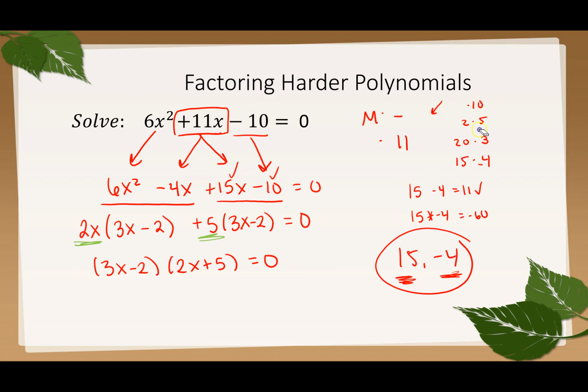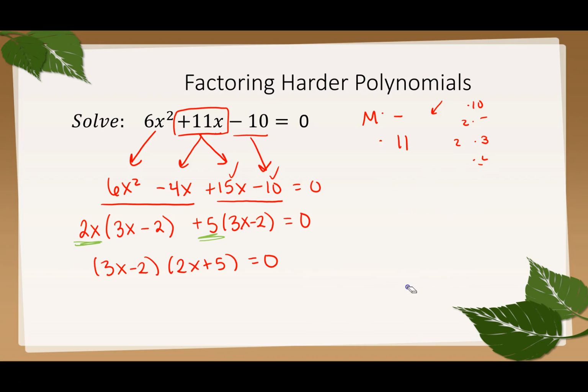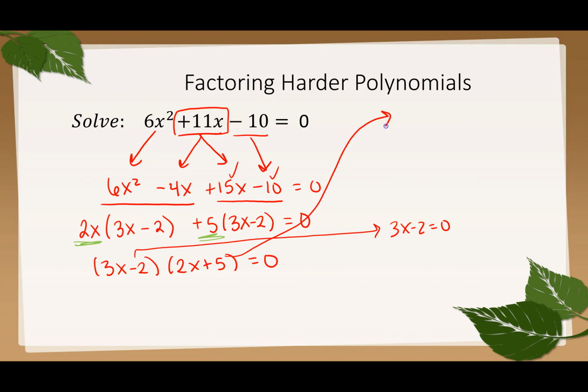All right, now is my time when I actually have to solve. So I'm going to set these two expressions equal to 0 off on the side. So let's do that now. I'm going to set my 3x minus 2 equal to 0. And then I guess I'll go up here. Why not? 2x plus 5 equals 0.